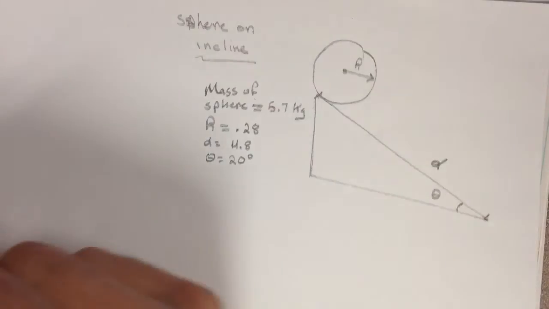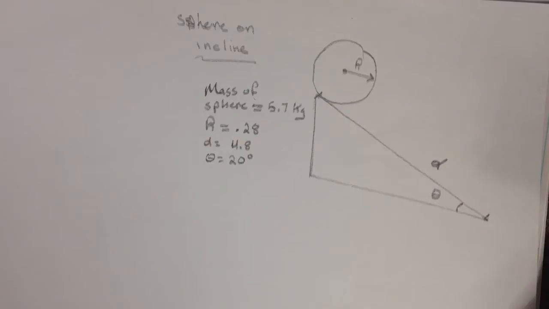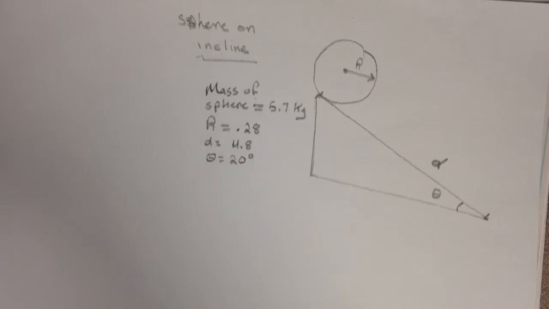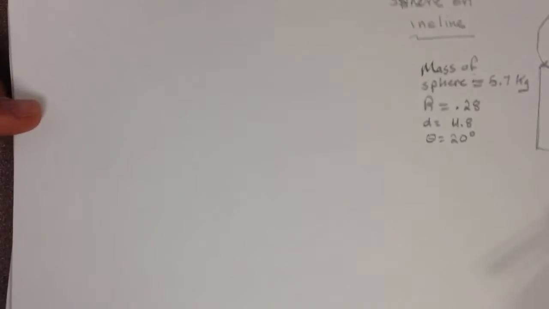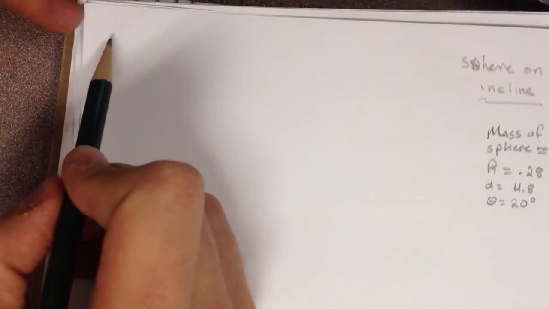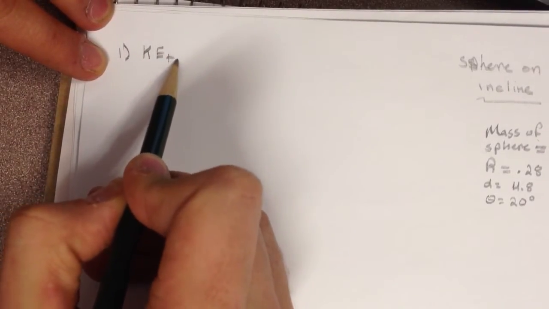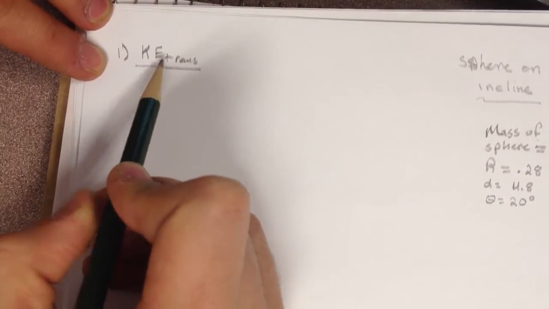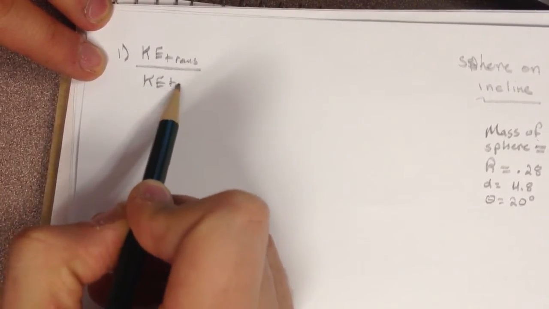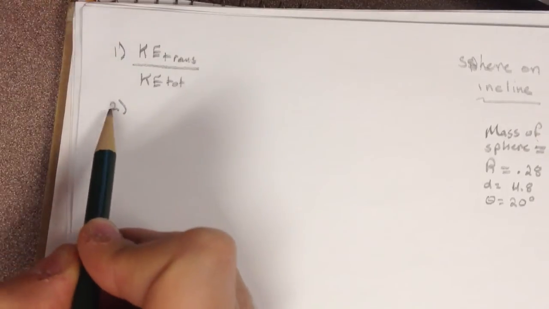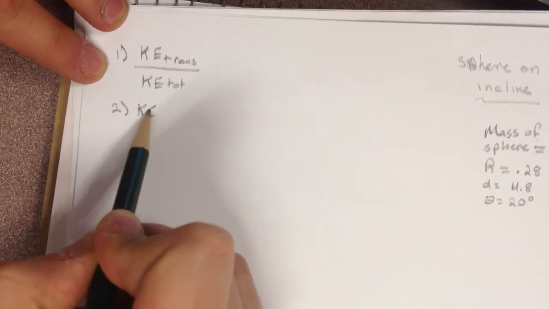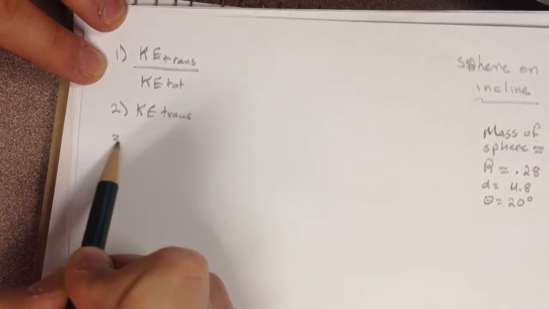For the first question, they're asking what is the KE translation over KE total, so the total kinetic energy. The second question they're asking about the KE trans, and the third one they are asking about the v.